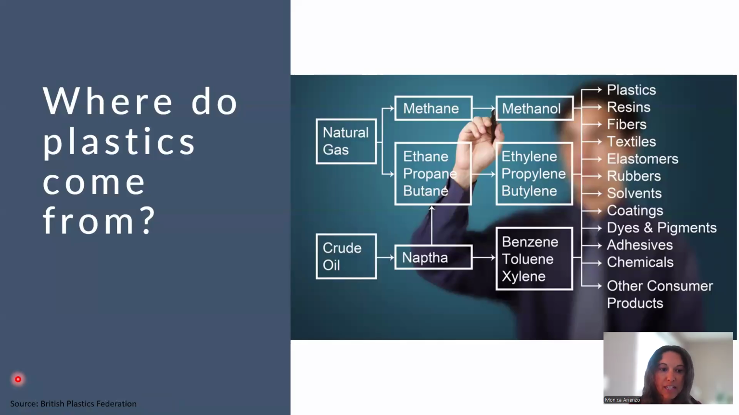One of the questions we often get is where do plastics come from? Plastics actually come from fossil fuels. So they come originally from things like crude oil that then get refined to form monomers that then get combined to form different types of plastics.